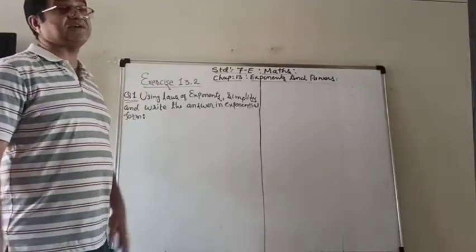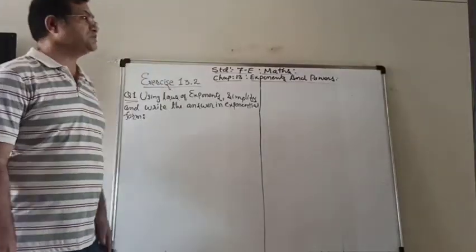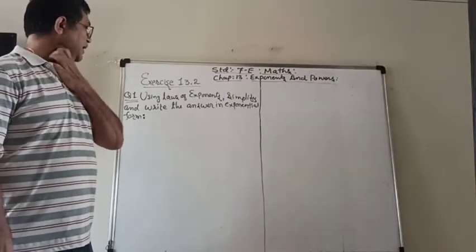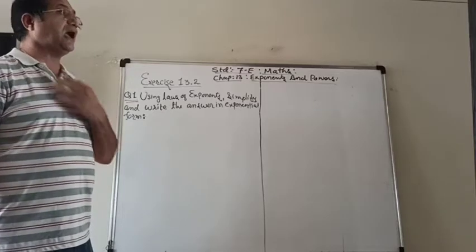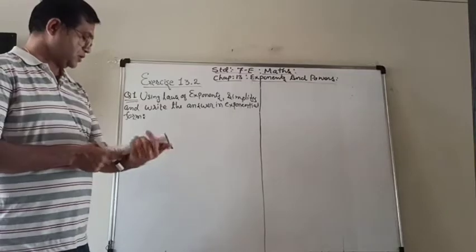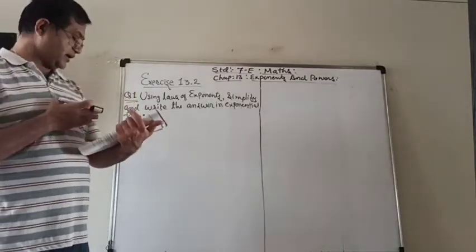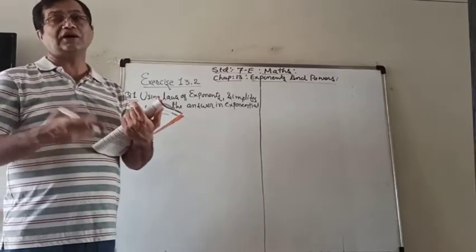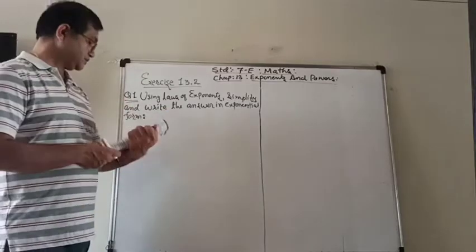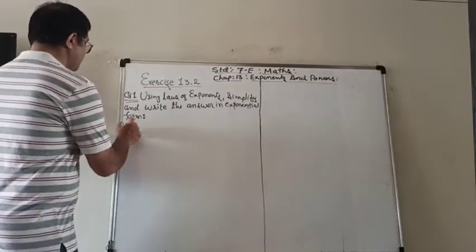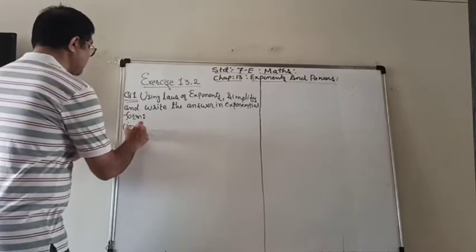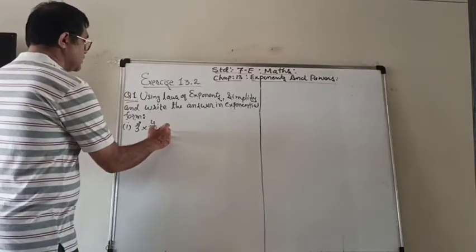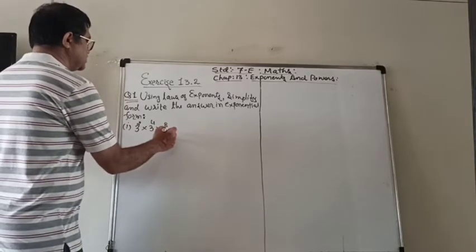Now, exercise 13.2. Question 1. Using laws of exponent, simplify and write the answer in exponential form. So there are 10 sums in the first question. I will do some selected, others you will do in your homework. First one, 3 squared multiplied by 3 raised to power 4 multiplied by 3 raised to 8.